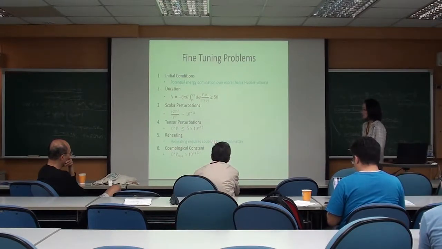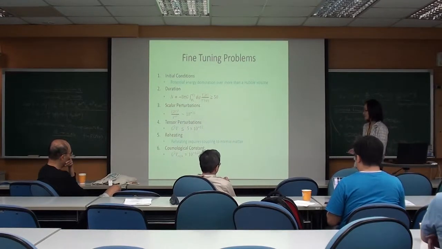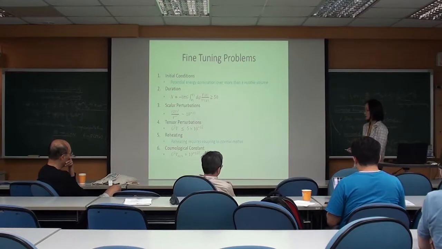And finally, you want to end the inflation and go smoothly to radiation. In between is the epoch we call reheating. In order to get a high enough temperature, we need the inflaton coupled to ordinary matter. If we only have the inflaton coupled to the graviton, the gravitational coupling is too small to reach a high enough temperature. So we need it coupled to ordinary matter, and this will cause a problem.